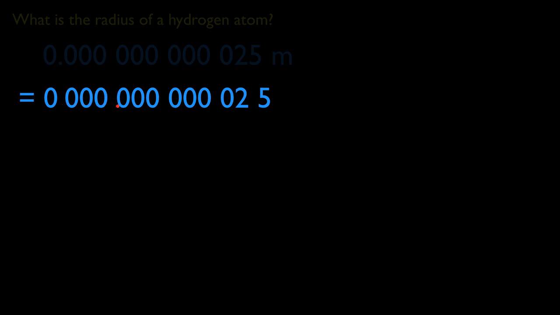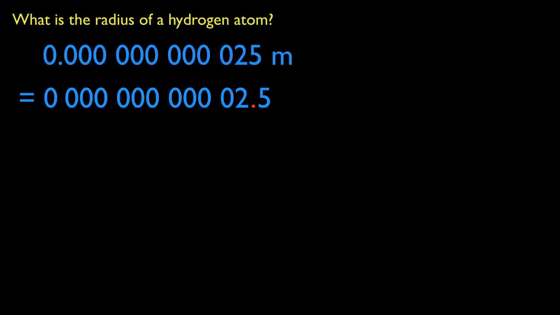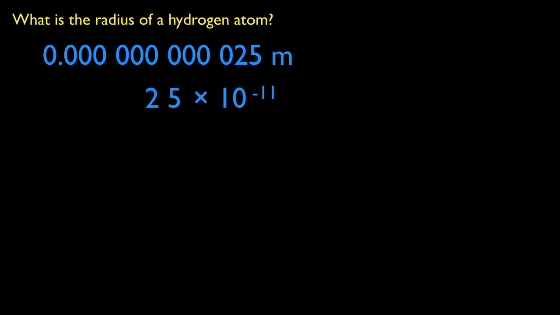1, 2, 3, 4, 5, 6, 7, 8, 9, 10, 11. I moved past 11 spaces, so I must build in times 10 to the exponent negative 11. It's negative 11 because I was sliding that decimal place to the right. Now, of course, I'm not going to finish with my answer looking like that. I remove all the zeros, and that's what my final answer looks like: 2.5 times 10 to the minus 11. Now let's try some examples.